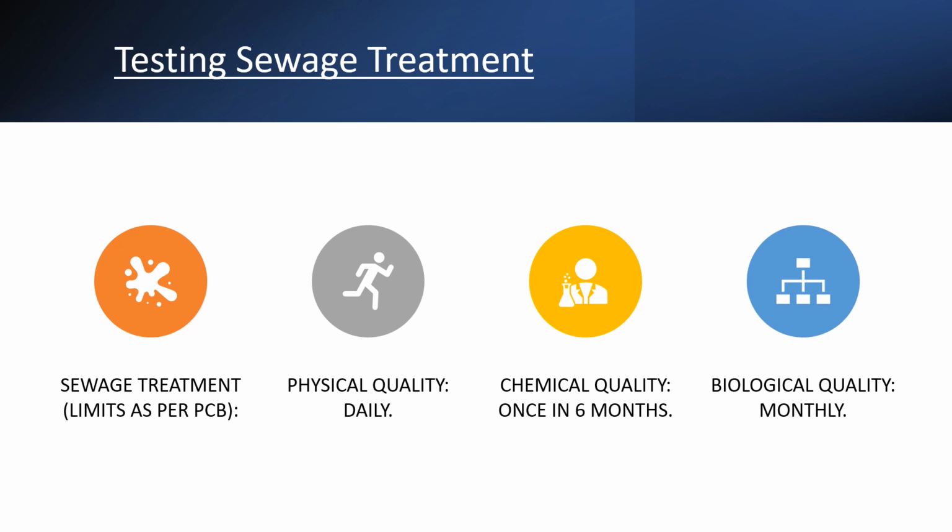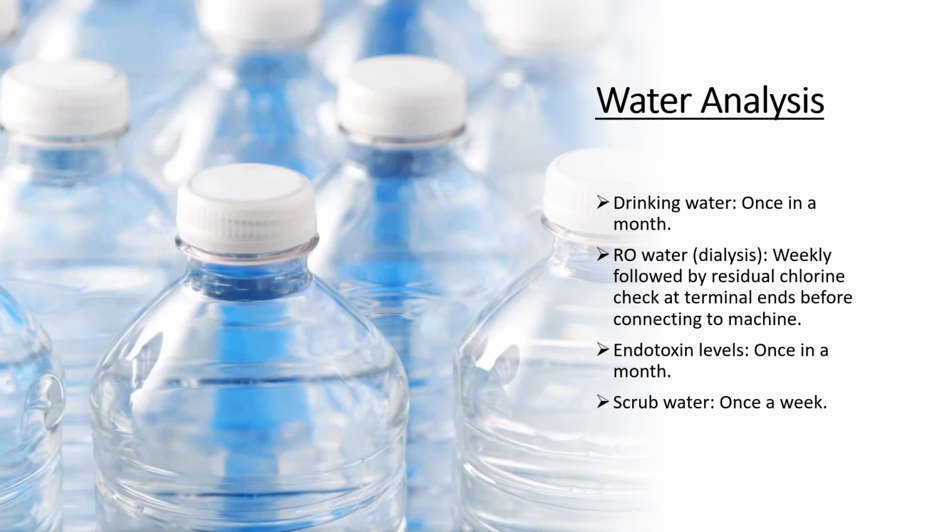Then testing sewage treatment. This involves checking the physical quality daily, the chemical quality once in 6 months, and biological quality monthly. The sewage treatment guidelines should be followed as per the Pollution Control Board. Water analysis should be done once in a month. RO water should be checked weekly by residual chlorine check at terminal ends before connecting to the machine. Dialysis levels should be checked once in a month. Scrub water should be checked once in a week.